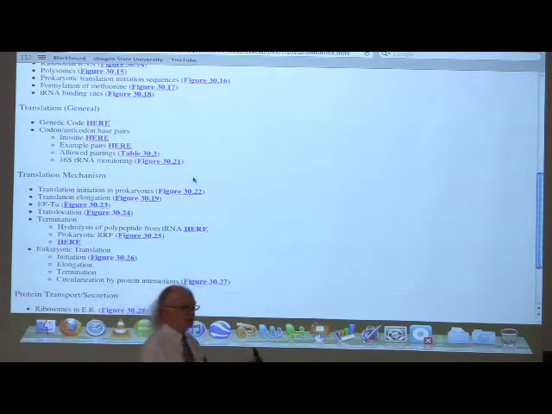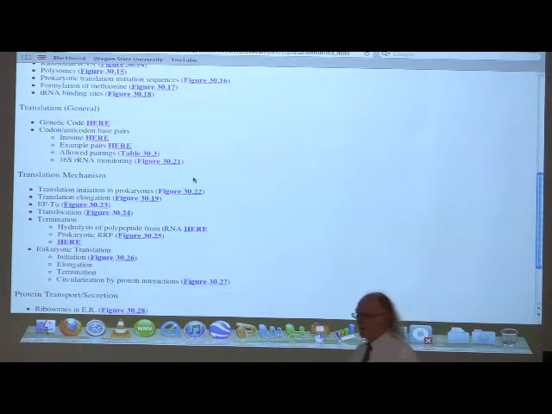Eukaryotes do not have that. Eukaryotes have one messenger RNA, and they've got one gene on there. Prokaryotes have multiple genes on a given messenger RNA. That we call an operon. Technically, the definition of an operon is a collection of genes all under the control of the same promoter.